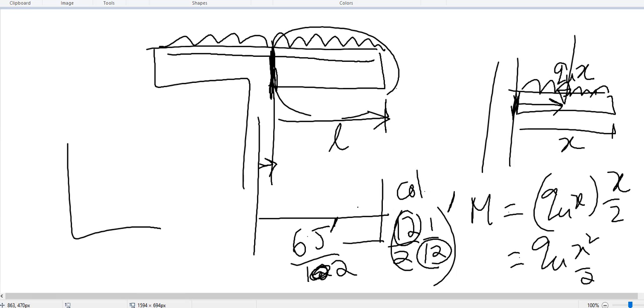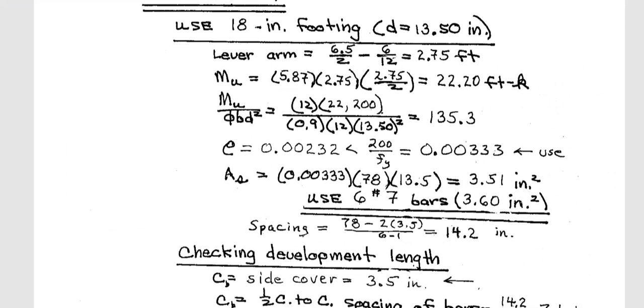Okay, you will see that your book did the same thing. If I open it, the lever arm is X, 6.5 by 2, then half of the column, 2.75. Then they calculated the moment, whatever I showed you. It is 22.2 feet cube. Then once I know my moment and my size, I can calculate this Mu by phi b d square.